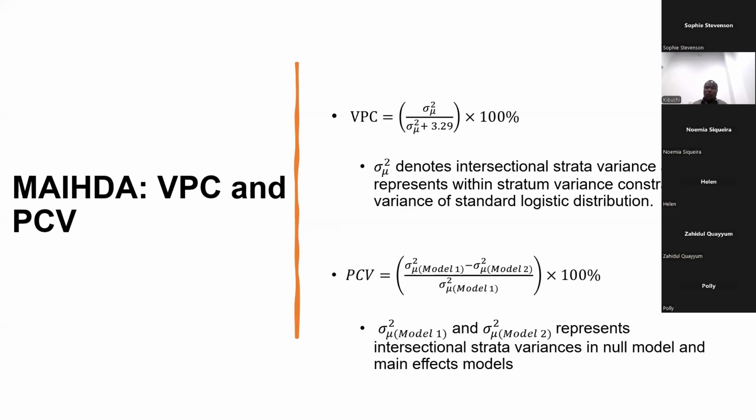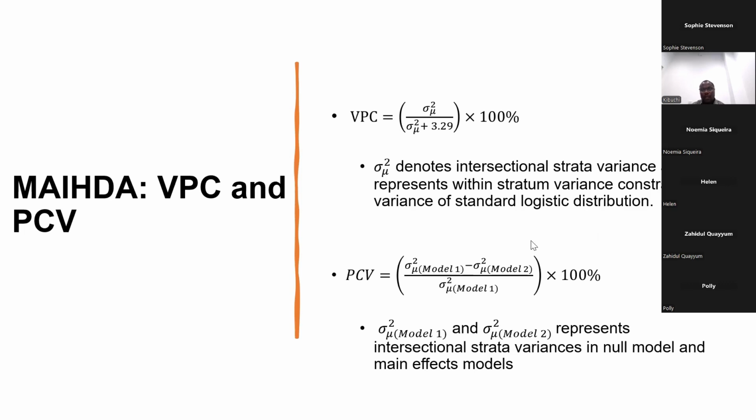So this is the formula for calculating the VPC and PCV. You don't have to worry about this because most of the software will do it for you. But what they indicate is, this one is the variance for model 1, which denotes the intersectional strata, plus 2.39 because it's a binary variable. So this is the random error, and then you constrain it to the standard logistic.